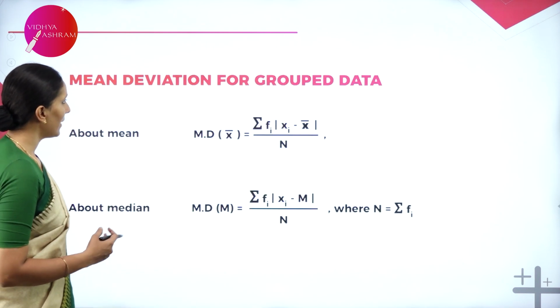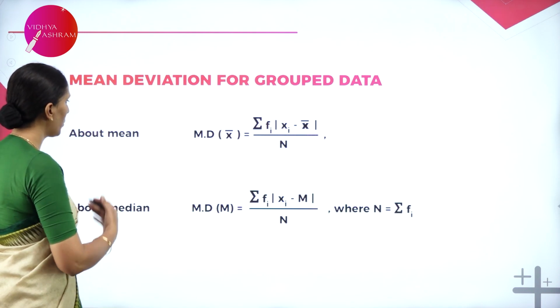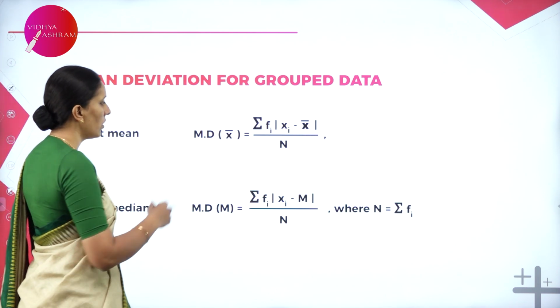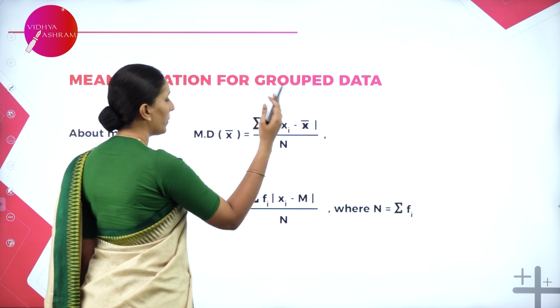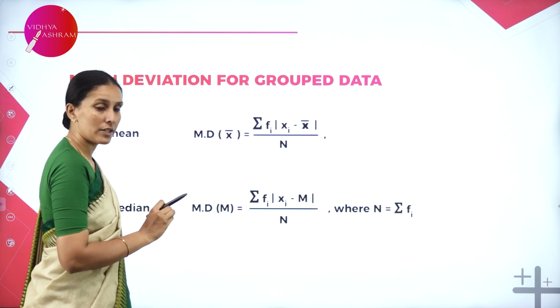Next we are calculating the mean deviation for a grouped data. So here again we have two types: one is with the help of mean, another with the help of the median. Again it's the same procedure here also. So here mean deviation is calculated with the help of mean. Since a grouped data contains a frequency, that means the number of times the given observation is repeated.